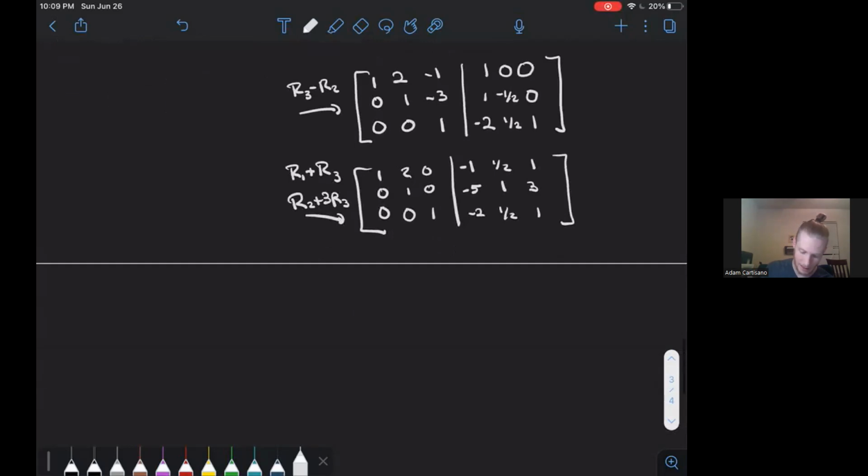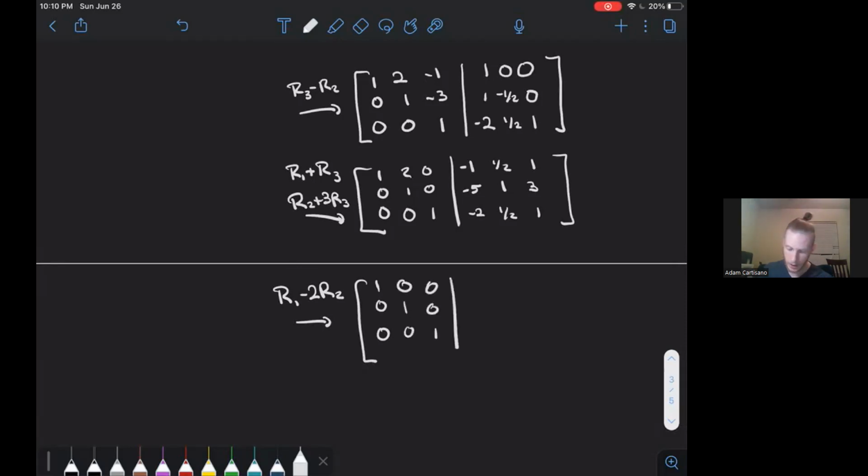And then our last step, we can just clear out that 2 above that 1. So what is that? Row 1 minus 2 row 2. 1, 0. Oh, we know what the left-hand matrix is going to be. We're to the identity now. 0, 1, 0, 0, 0, 1. And on the right, we take 2 copies of the middle row, make them negative, and add them to the first row. The bottom row will stay the same. Negative 2, 1/2, 1.